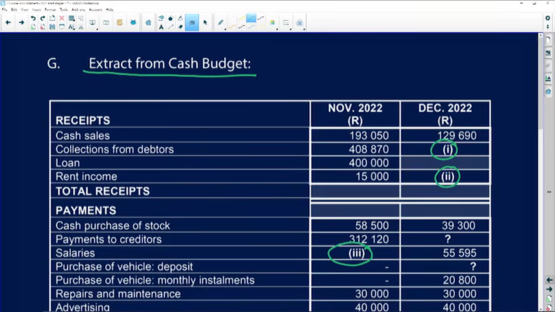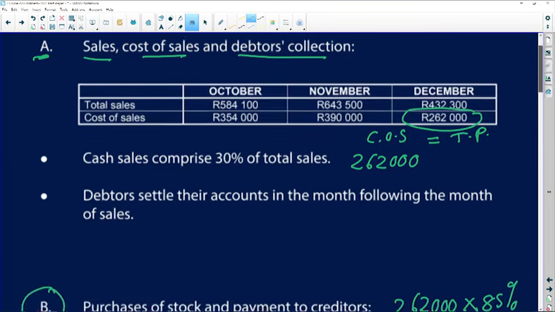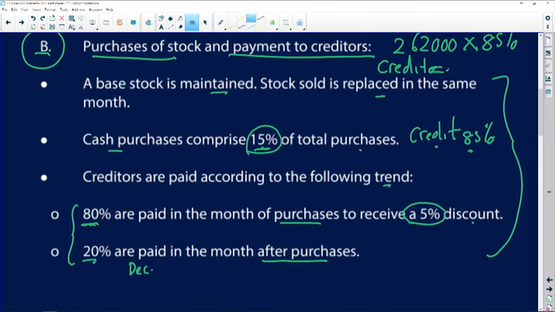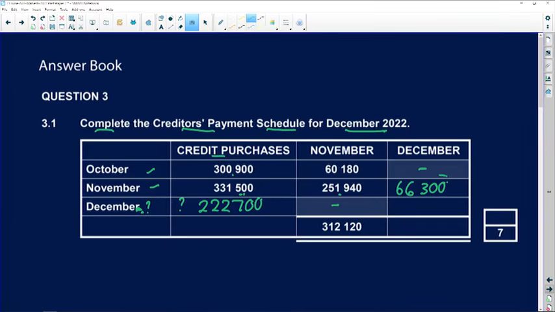So back to our info. Right, so there we go. Okay, so 80% will be paid in the month of purchase, and I'll receive a 5% discount. So let's take that through. 222,700 times 80% is what I would pay in December. And remember, I'm going to get a 5% discount, so I'm only paying 100 minus 5%. In other words, I'm paying 95%.